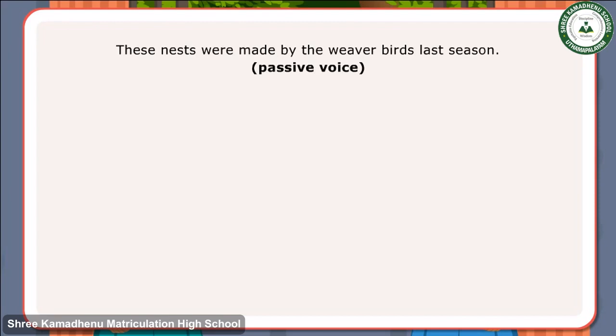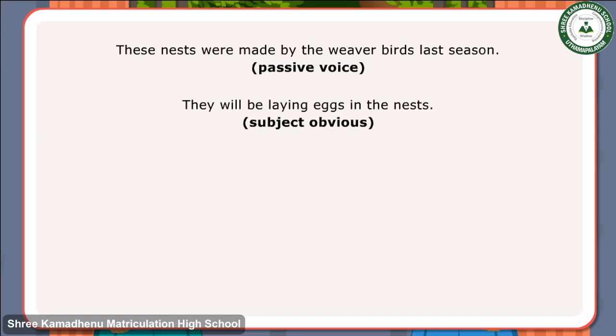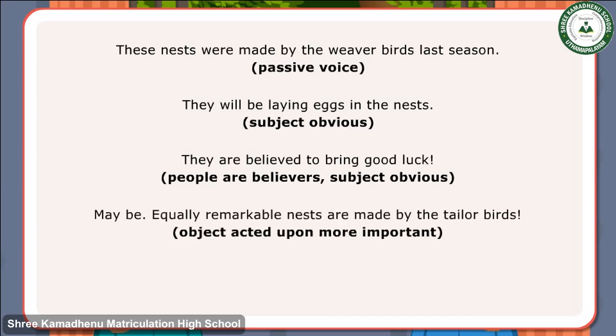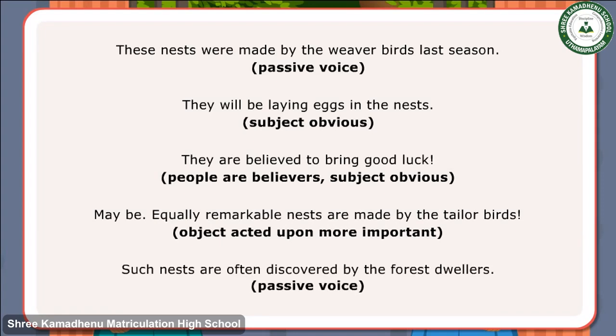These nests were made by the weaver birds last season. They will be laying eggs in the nests. They are believed to bring good luck. Maybe equally remarkable nests are made by the tailor birds. Such nests are often discovered by the forest dwellers.